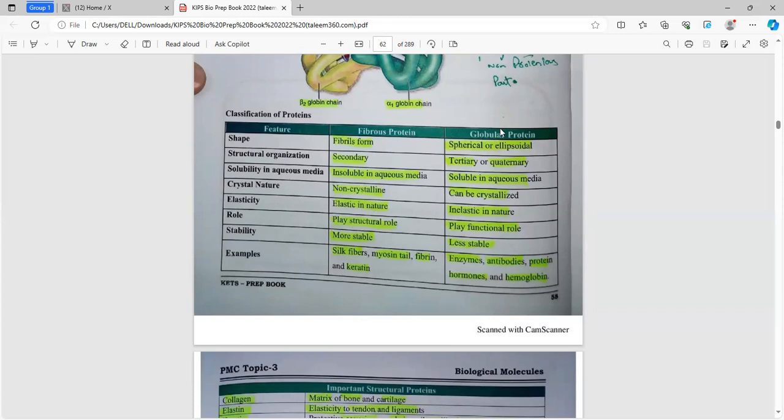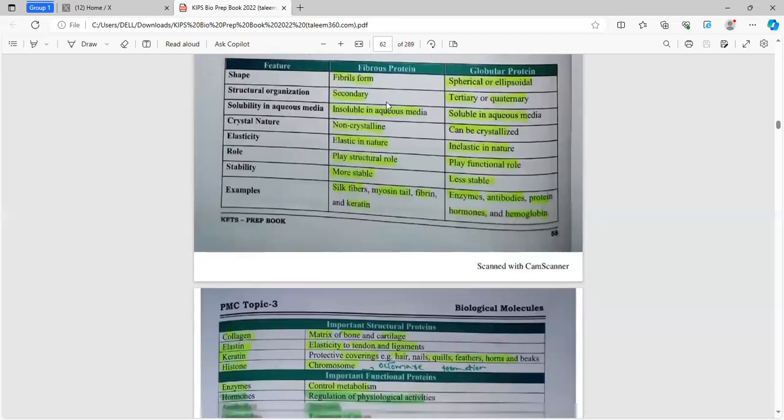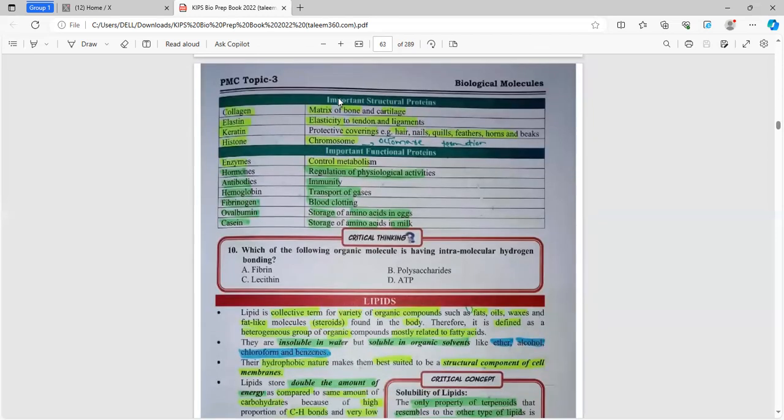You need to know that all of the main functional roles we talked about, like antibodies, clotting, and the making of enzymes, are the functions of globular proteins, whereas the rest are the functions of fibrous proteins. Now, these are examples of various proteins, like collagen, which is used to make bone and cartilage, and histone, which is used to make chromosomes. You can just give them a quick overview reading and you will be able to cover it.